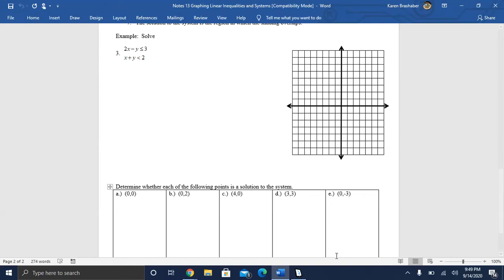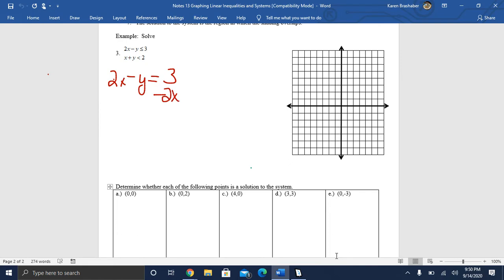All right, so you'll notice that we've moved on to the back side of your notes, and instead of just having one inequality to graph, we have two of them. So I'll start with the top one. I'm going to do the work for it in red, and first of all, change to an equal sign. We'll have to solve for y, subtract 2x from both sides of the equation.